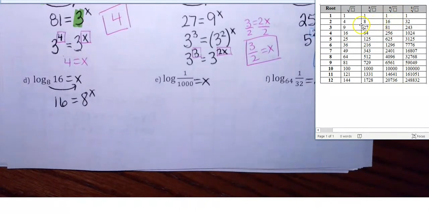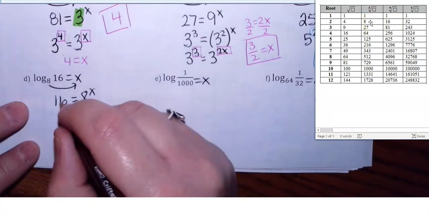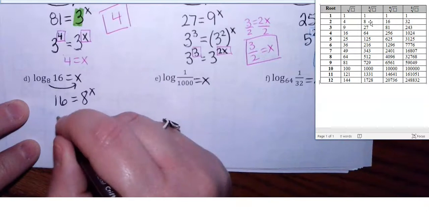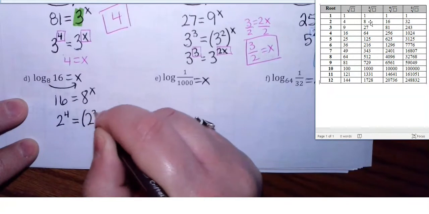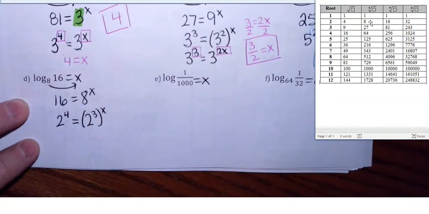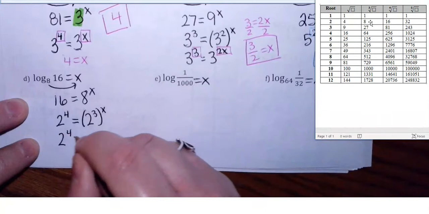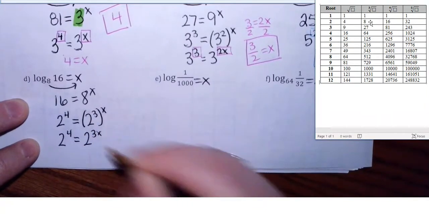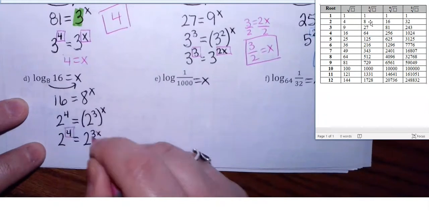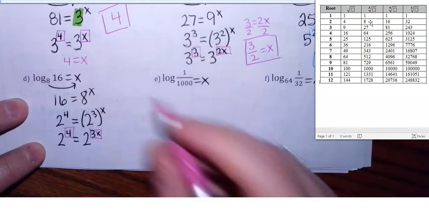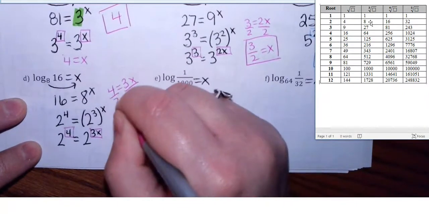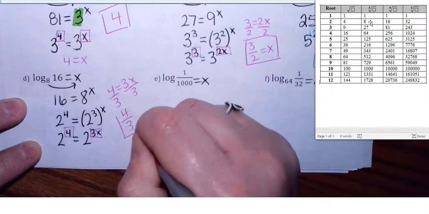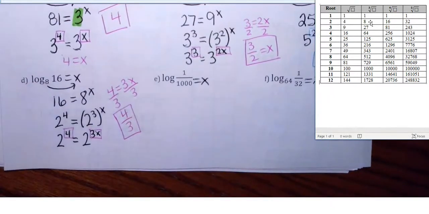You need to rewrite both 16 and 8 because I can't write 8 with a base of 4 like I can 16, so I'm going to write both of these with a base of 2. 16 is 2 to the 4th. 8 is 2 to the 3rd. So this is kind of similar to part B here. This would be 2 to the 4th equals 2 to the 3x. Once my bases are equal, my exponents are forced to be equal. So I'm just solving this little tiny 4 equals 3x to get my answer. So 4/3 is going to be the value of the log base 8 of 16.